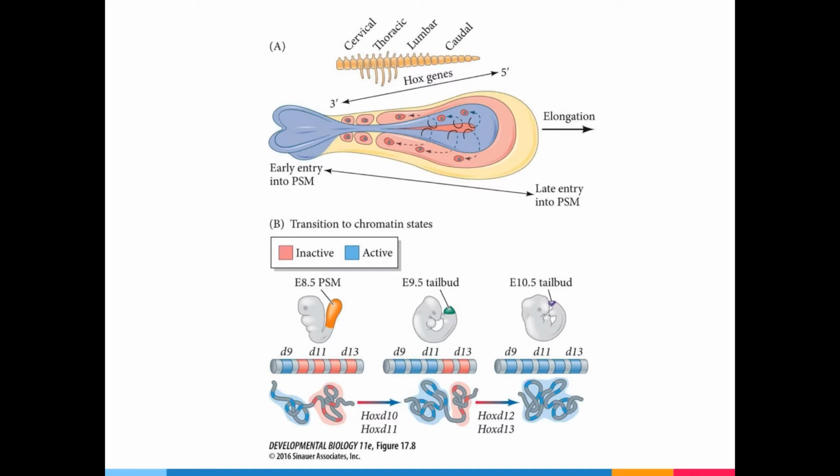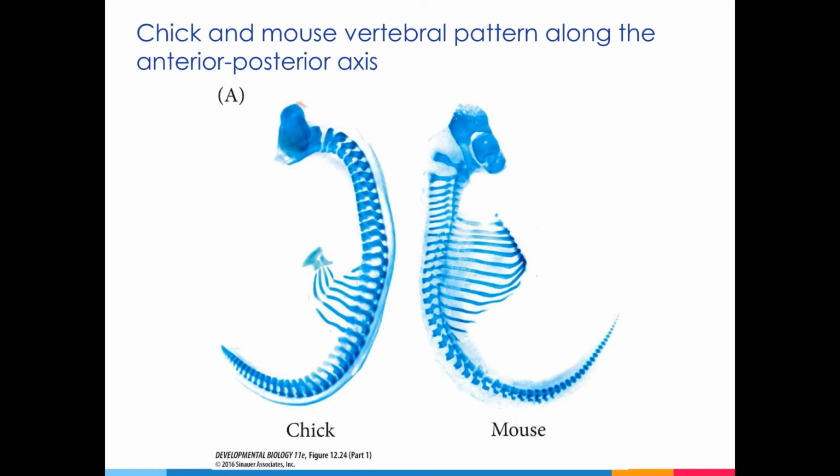As you can see, the inactive Hox genes are shown in red and the active ones are shown in blue. So you can see that earlier in development, the more 3' located Hox genes become activated. And as development progresses, we have the gradual activation of the genes beginning at the 3' end and moving to the 5' end.